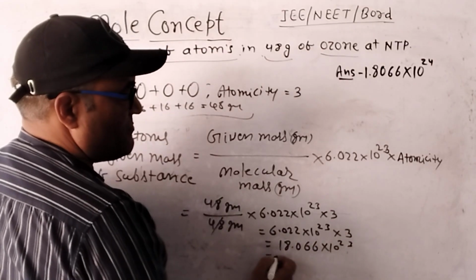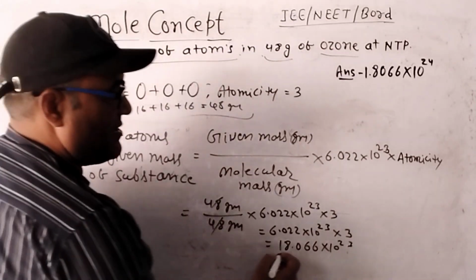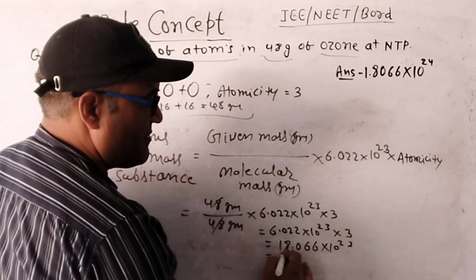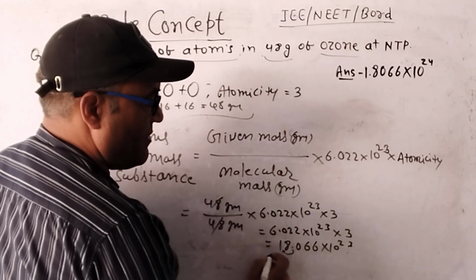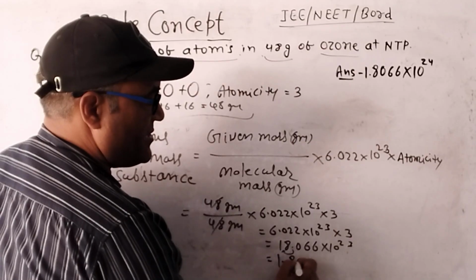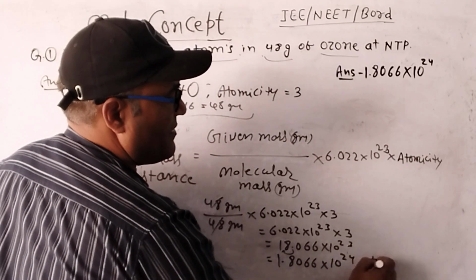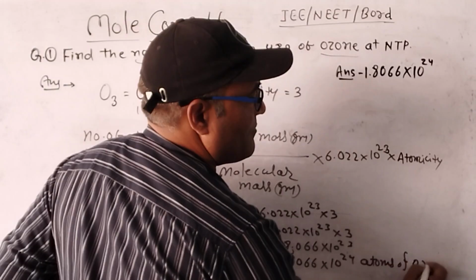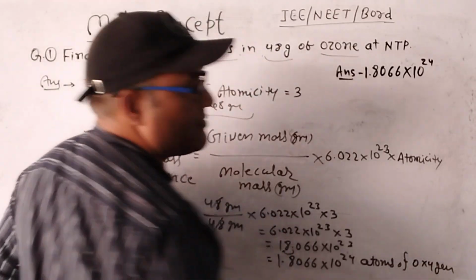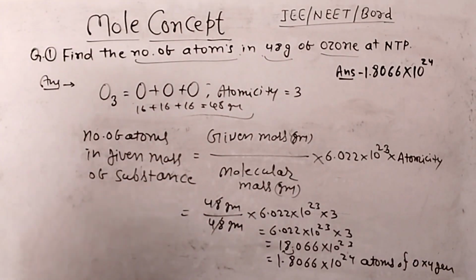So in terms of scientific notation, we can write here the decimal shifted from its position. Now 1.8066 into 10 to the power 24 atoms of oxygen. So this is the answer. You can take a screenshot.